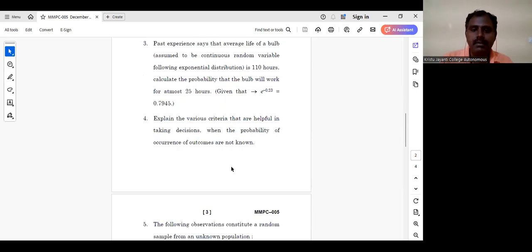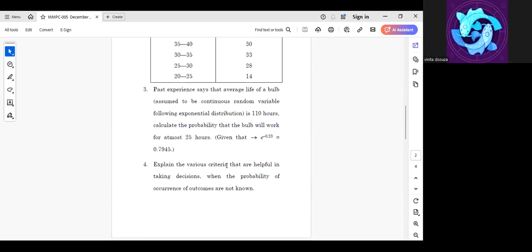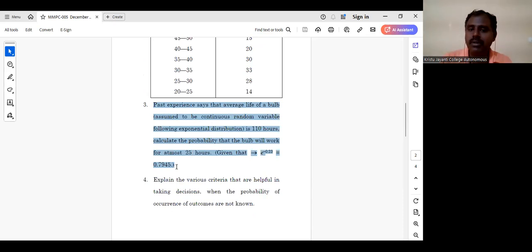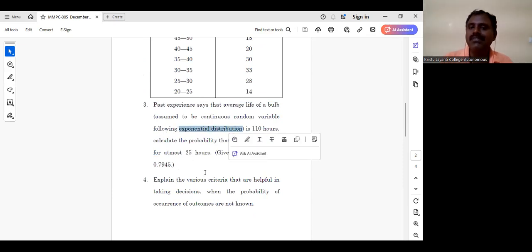Sir, which formula do we have to use? This is the only part I didn't understand; the rest I understand. Ma'am, you can easily identify this problem as based on the exponential distribution. That word will be there in the question. If it is the exponential distribution, you have to follow the formula I gave.